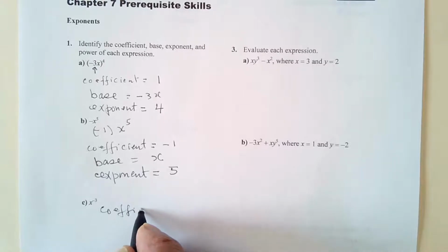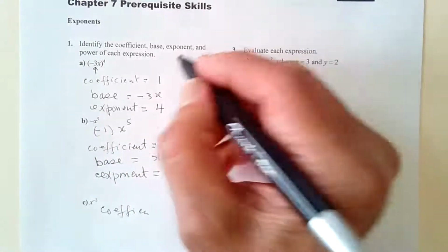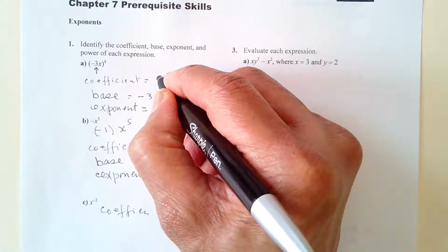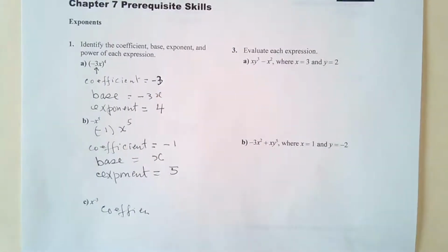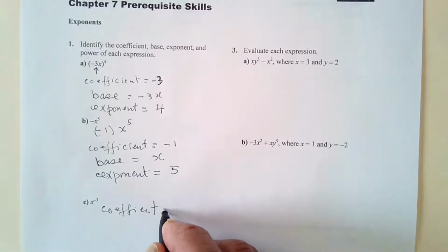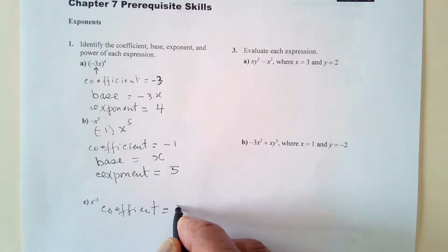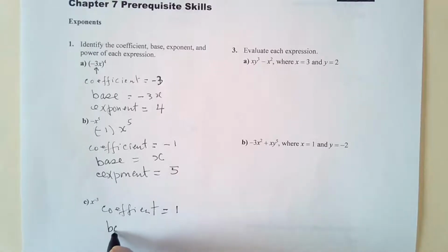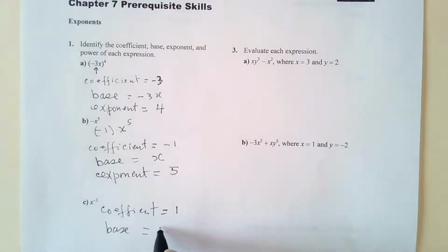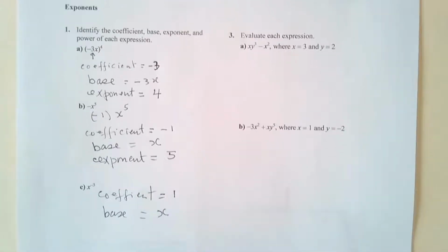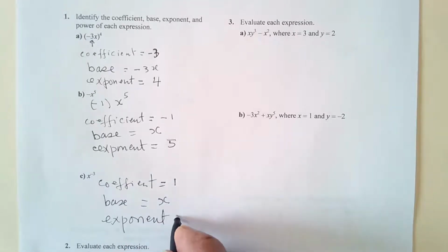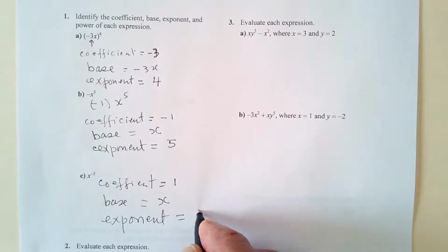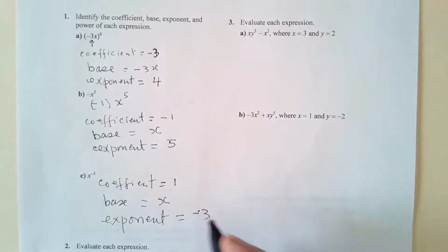Coefficient, oh, this would be negative 3 here. One, base, exponent, negative 3.